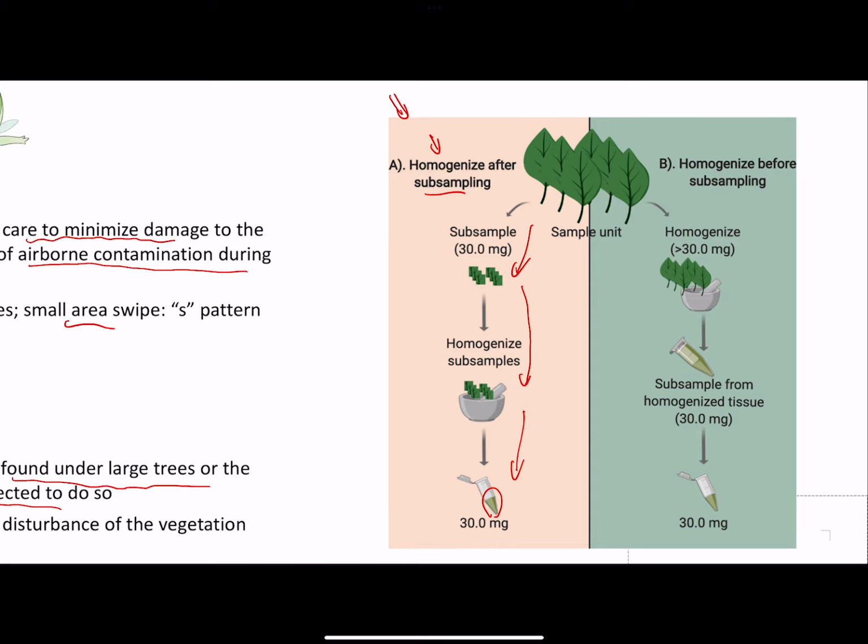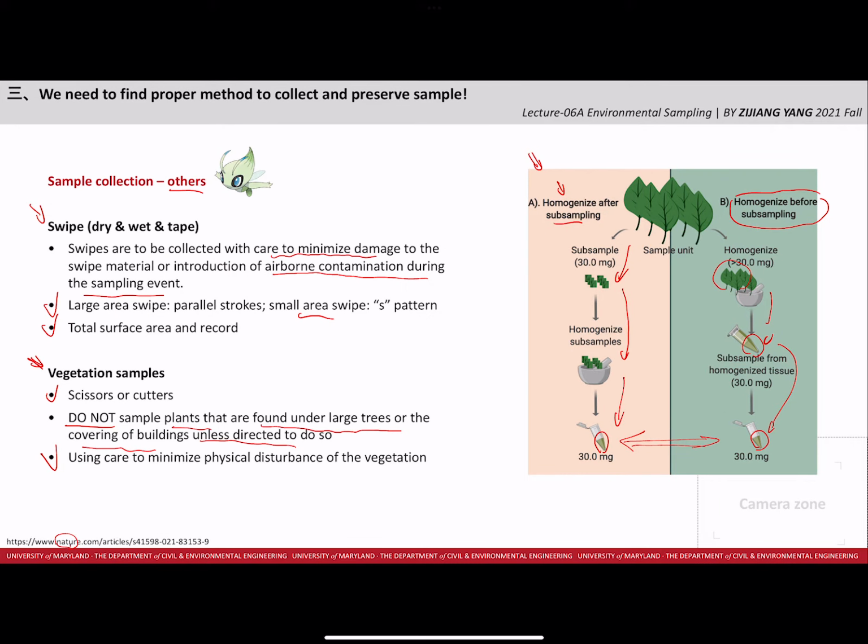We get the supernatant or the solution. On the other hand, we can do homogenization before subsampling. So we have the leaves, and we put the leaves together, and then we have a solution. After the tissue solution, we mix all the tissue solutions to get this result. Theoretically, they should be equivalent, but they found different results. I didn't read it comprehensively, but I just find this comparison interesting.